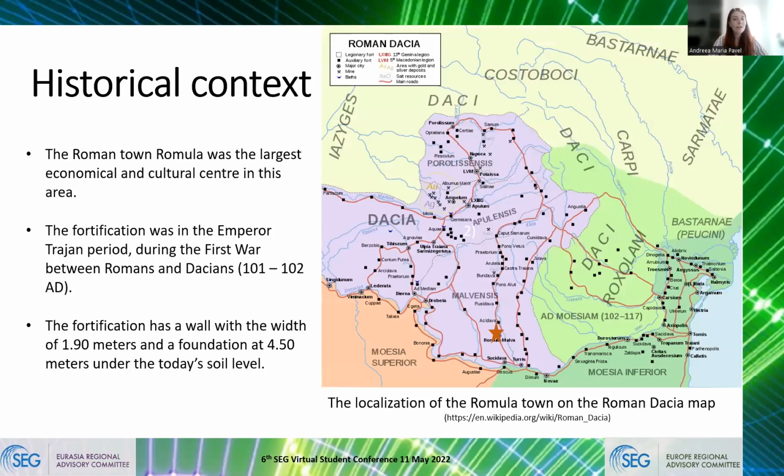Why the Romula site? Because Romula was the largest economic and cultural center in this area, and the fortification was built in the Emperor Trajan period during the first war between Romans and Dacians, between 101 and 102 Anno Domini. The central fort has a wall with the width of 1.90 meters and the foundation at 4.50 meters under today's soil level. Also, on the right side of the slide, you can see the Roman Dacia map, and with the brown star, I indicated the Roman town.